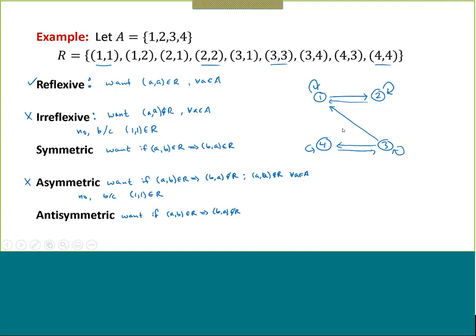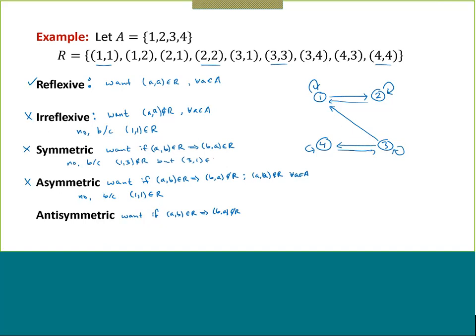1 and 2, yep, both ways. 3 and 4, yep, both ways. But what about 1 and 3? Do we have both directions between 1 and 3? We don't actually. So if you have even one connection that has only one direction of your arrow, that means you're not symmetric. So this one here is no, because we don't have (1, 3) in our graph, but we do have (3, 1), I shouldn't have said graph, in our relation.